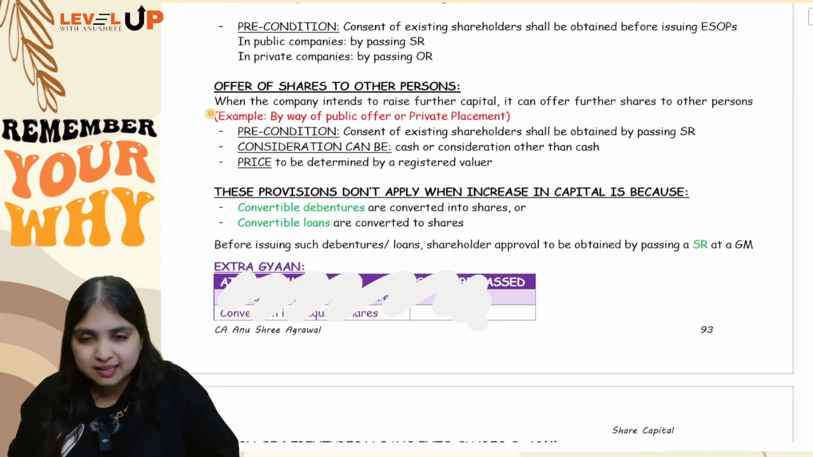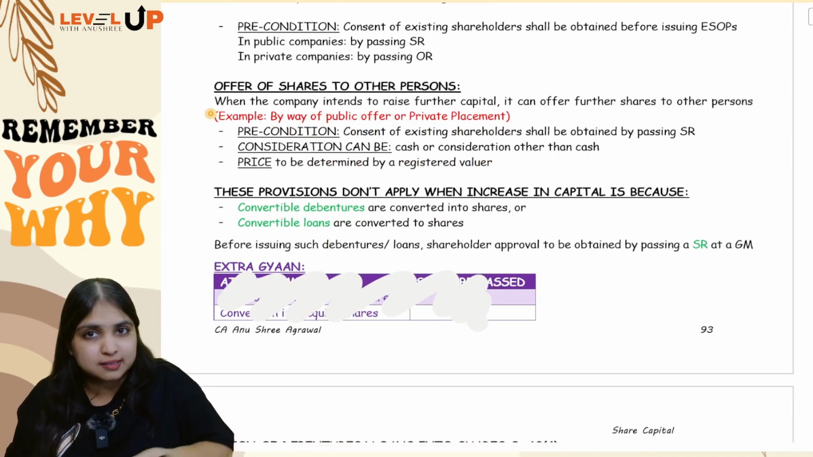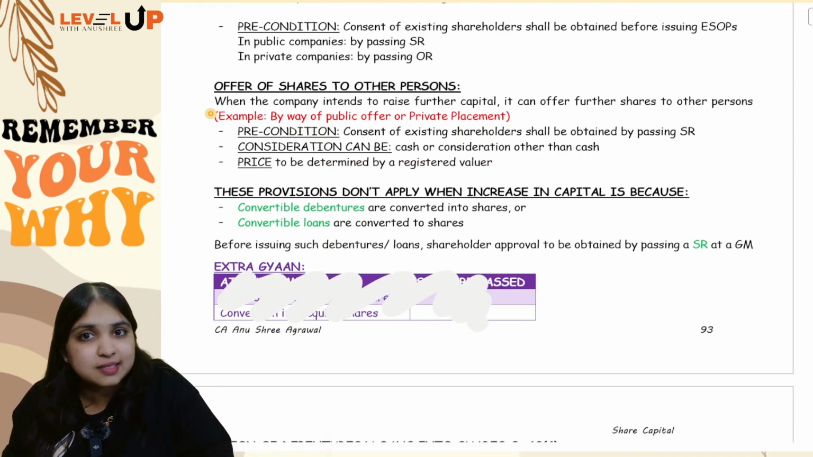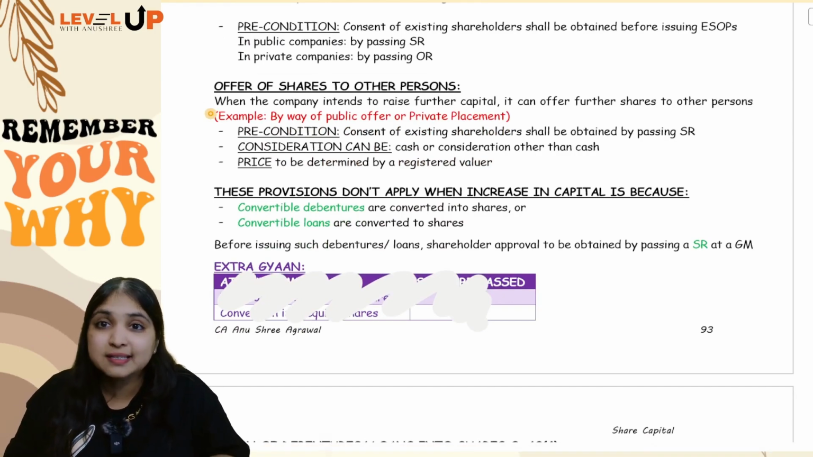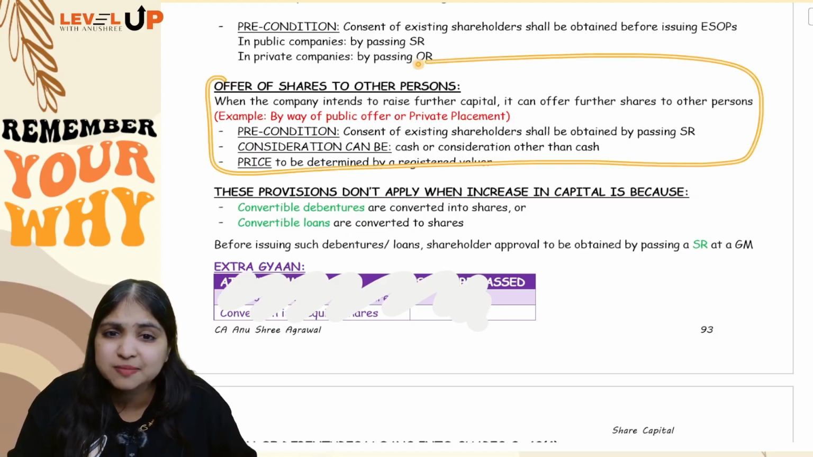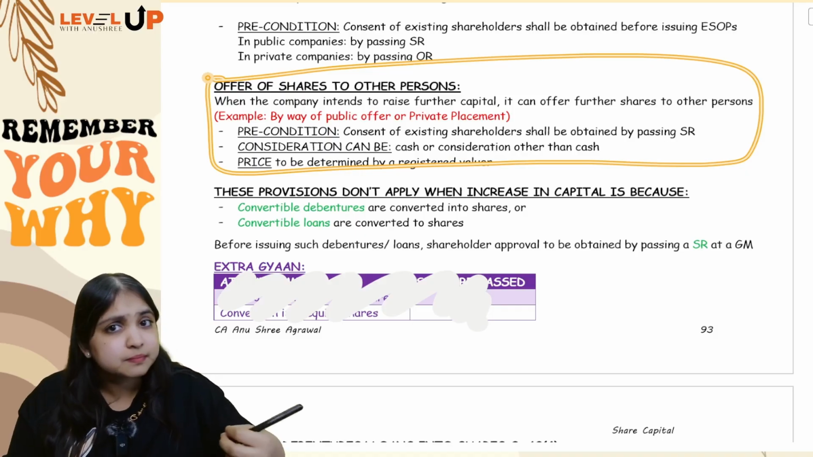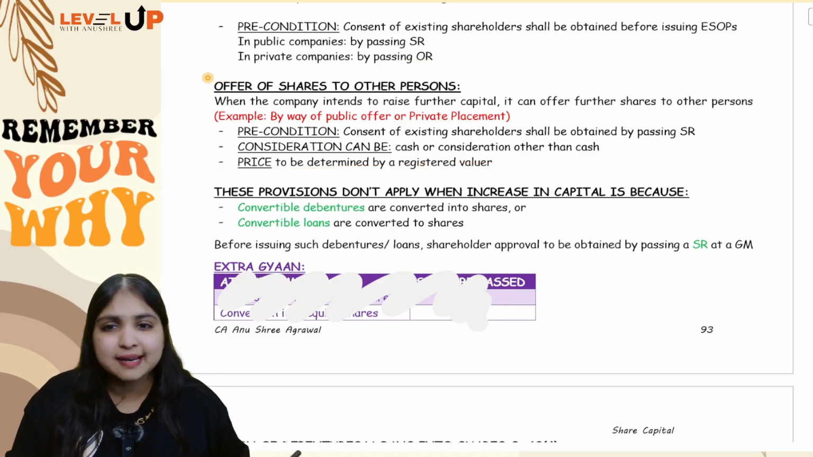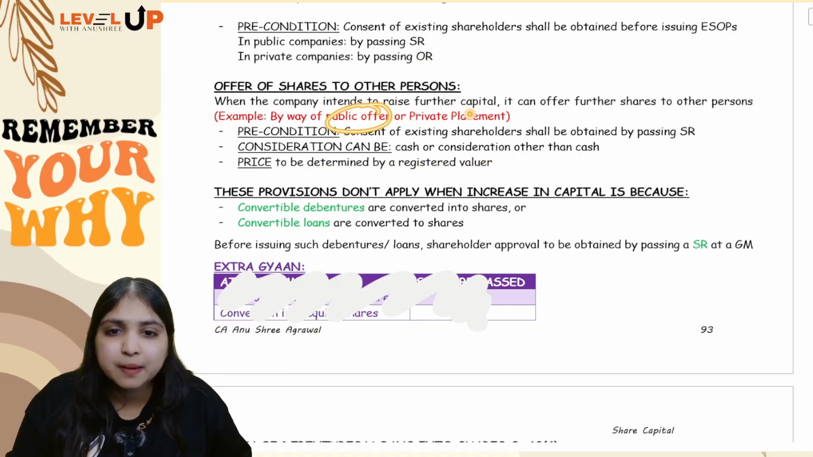Then, under section 62, there are totally 4 things. One is we are offering shares to our existing shareholders, rights issue. Second is ESOPs to employees. The third is nothing but your entire prospectus chapter, guys. The company is offering shares to outsiders, that is, either company is making a public offer or company is making a private placement. Even over here, company has to get a prior special resolution passed.